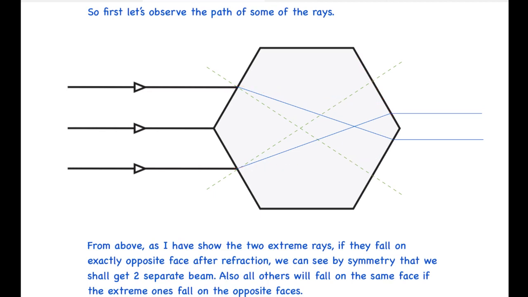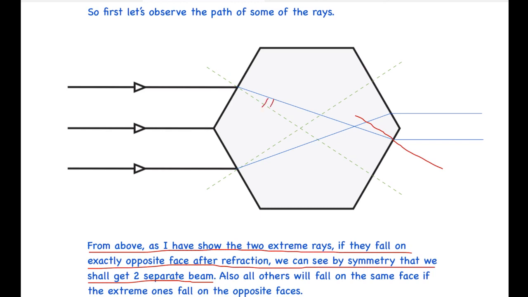So we have to check in which conditions these fall on separate faces, and in which conditions we are getting a parallel beam finally. From above, as I've shown, if these two extreme rays fall on exactly opposite faces after the refraction, we can see by symmetry that we shall get two separate beams. What I'm saying here is that this line is a normal to the surface. If we construct a line here which is again normal to the surface, as both normals will be parallel, this angle will be equal to this angle, and hence this angle shall be equal to this angle.